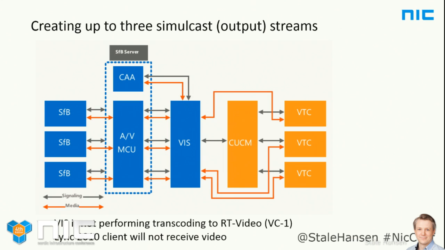And then media is sent directly to the VIS server, which is why you need the direct connectivity and need to be reachable and routable within the network. And it doesn't support transcoding for RT video, so this will not work with Lync 2010 clients.